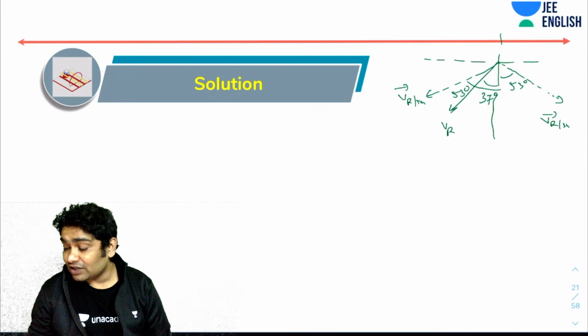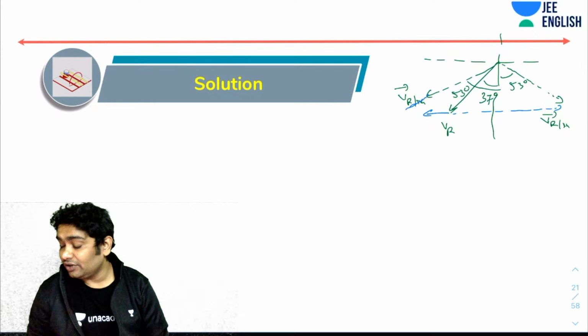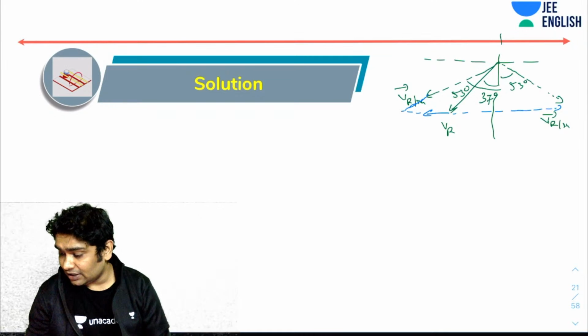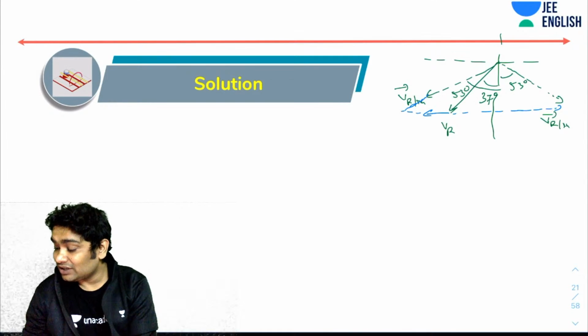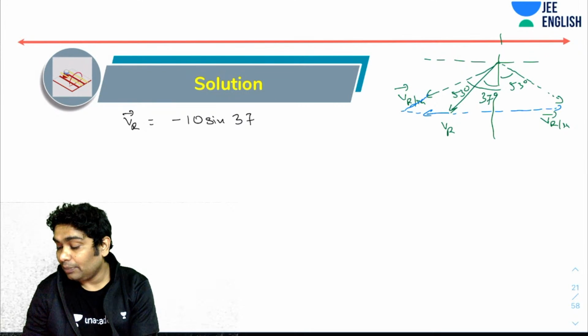So if it was like this, then if I break this into components, let's write the VR vector. VR vector can be written as 10 cos and 10 sin. Let's write that as minus 10 sin 37 i cap minus 10 cos 37 j cap.